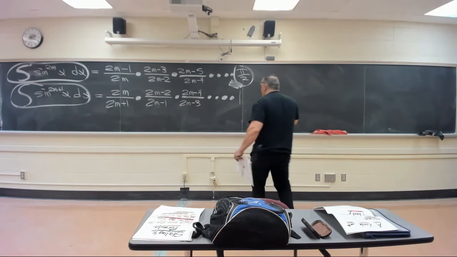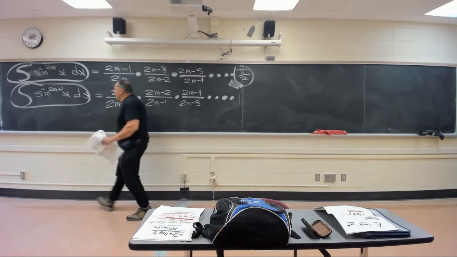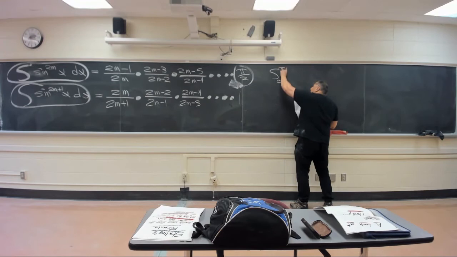Here's pi over 2. Here's 1. What's pi over 2 divided by 1? It's pi over 2. What's something here divided by something here? Well, it's something. Let's take this divided by that. All right, let's see what I got. What they've done is take the integral from 0 to pi over 2. We've not really been writing that, but that's implied. It's always been there.